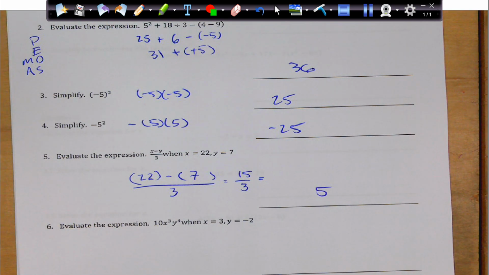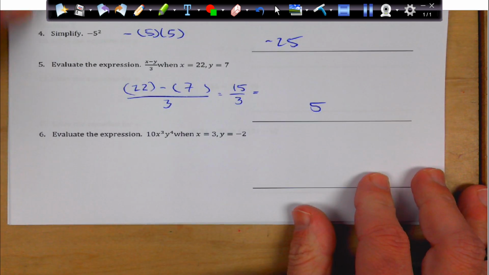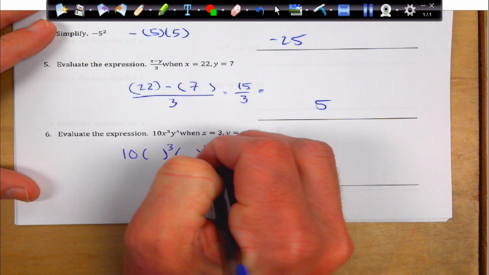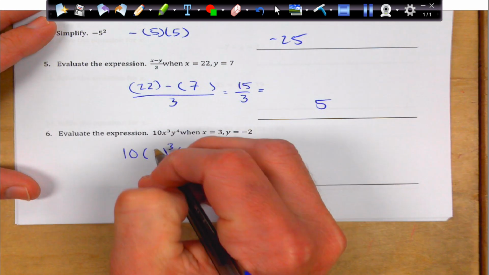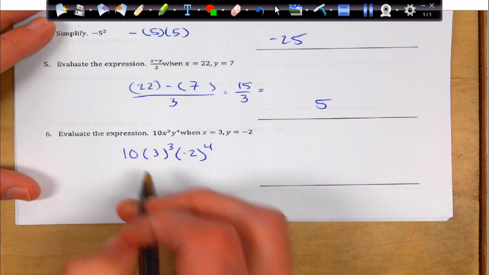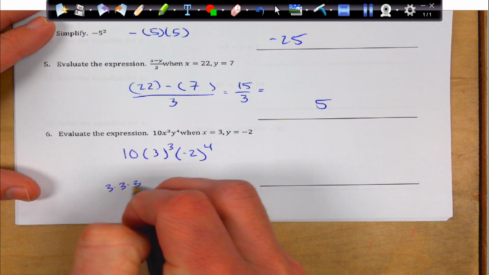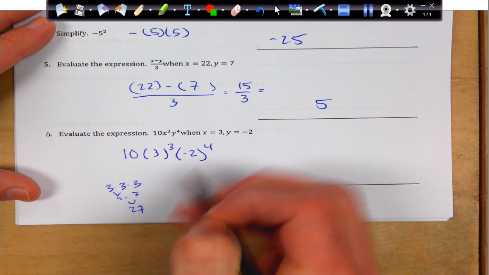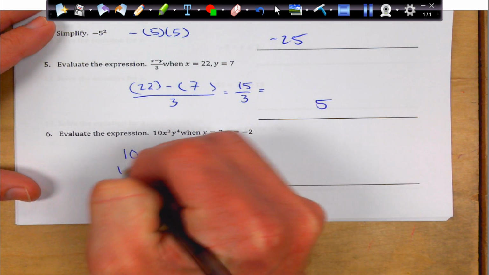All right, evaluate the expression. So again, we're doing the same thing. I like to just kind of go ahead and set myself up. I'm going to put in my parentheses. X is going to go in for 3. And y is going to go in for negative 2. 3 times 3 times 3. That's going to be 3 times 3 is 9. Times 3 is 27. So this will be 27 times 10.